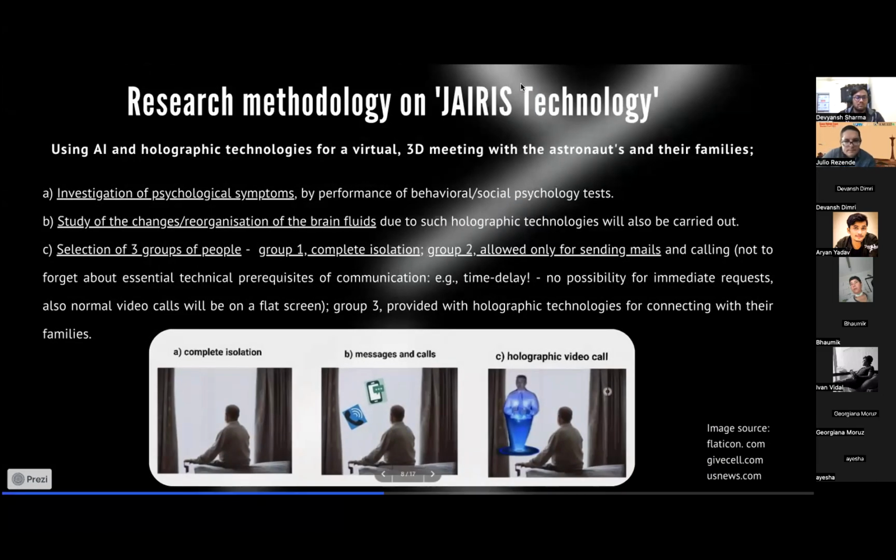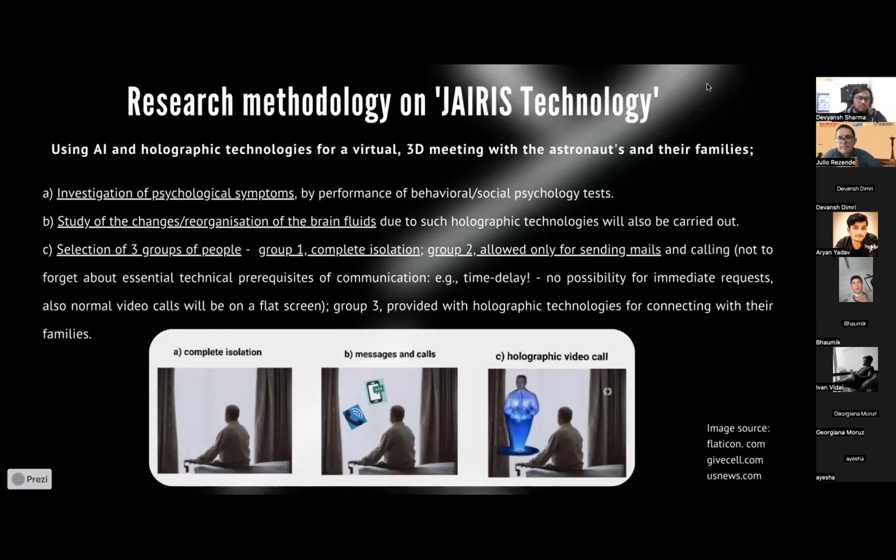Then we think that our research methodology is based on three situations, such as complete isolation, messages and calls, and holographic video calls. So we have these three situations, and we want to use artificial intelligence and holographic technology for virtual 3D meetings with the astronauts and their families. So we want to investigate the psychological symptoms by performance of behavior or social psychology tests. So we want to make more tests based on that.